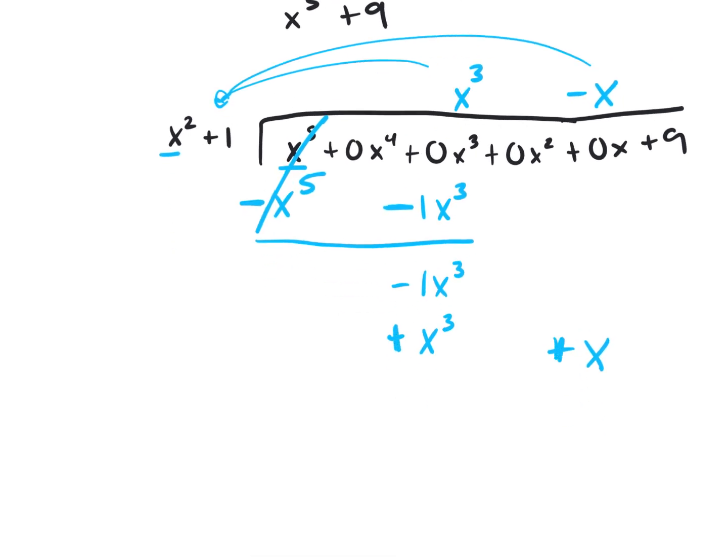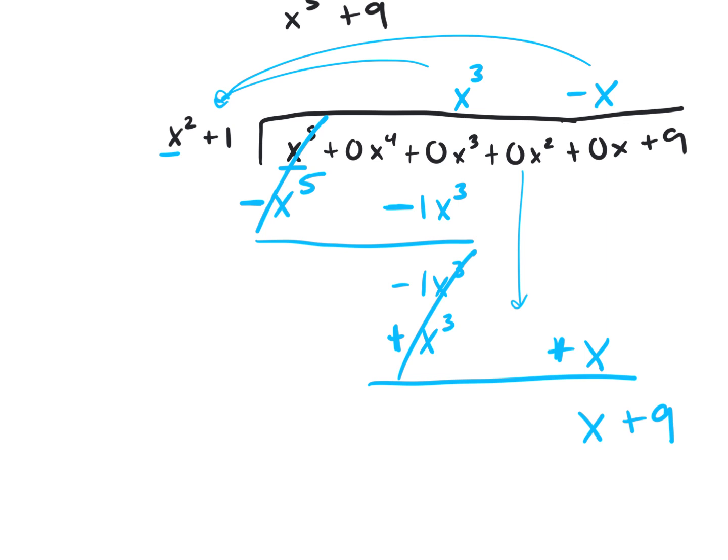Change the signs and combine. X cubes cancel. I don't have anything to combine with the 0x squared, so I can ignore that. 0x plus x would just be x plus 9. Now, can I divide x by x squared? No, I can't take 2 x's away from x. So what do you think happens next?